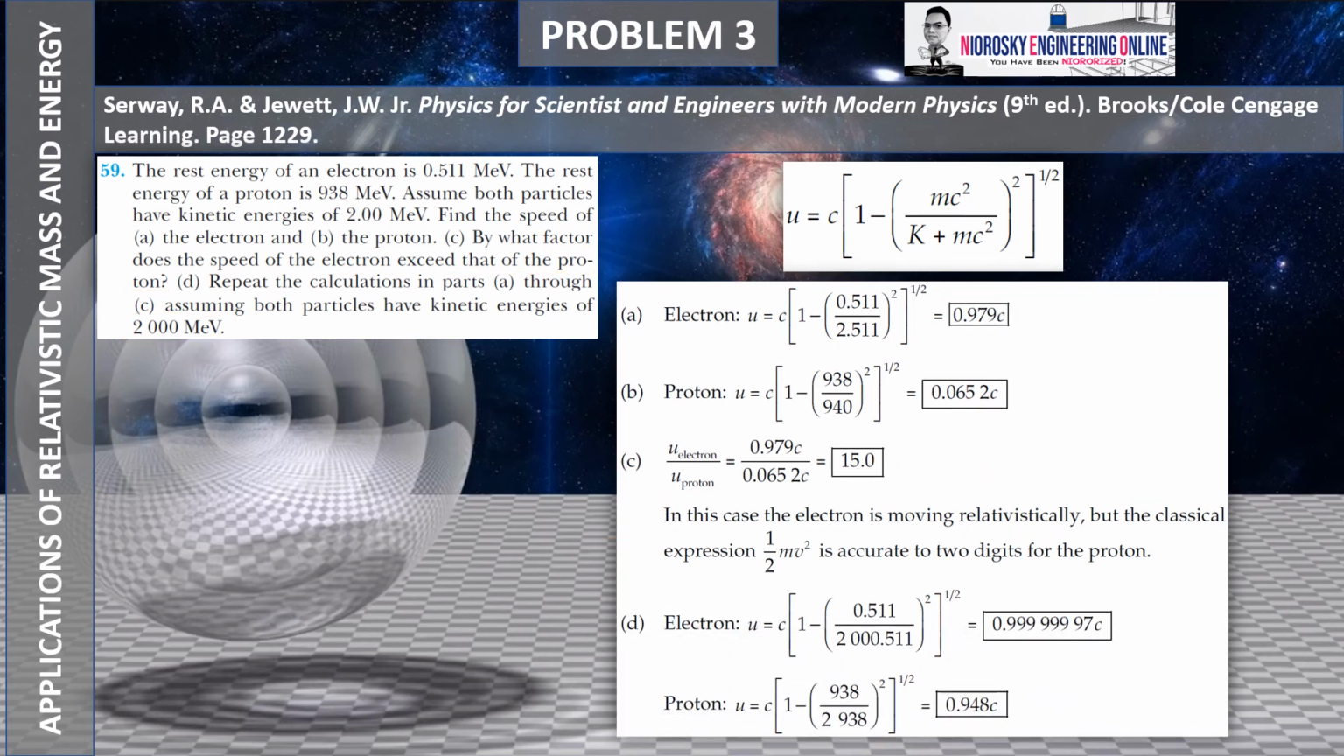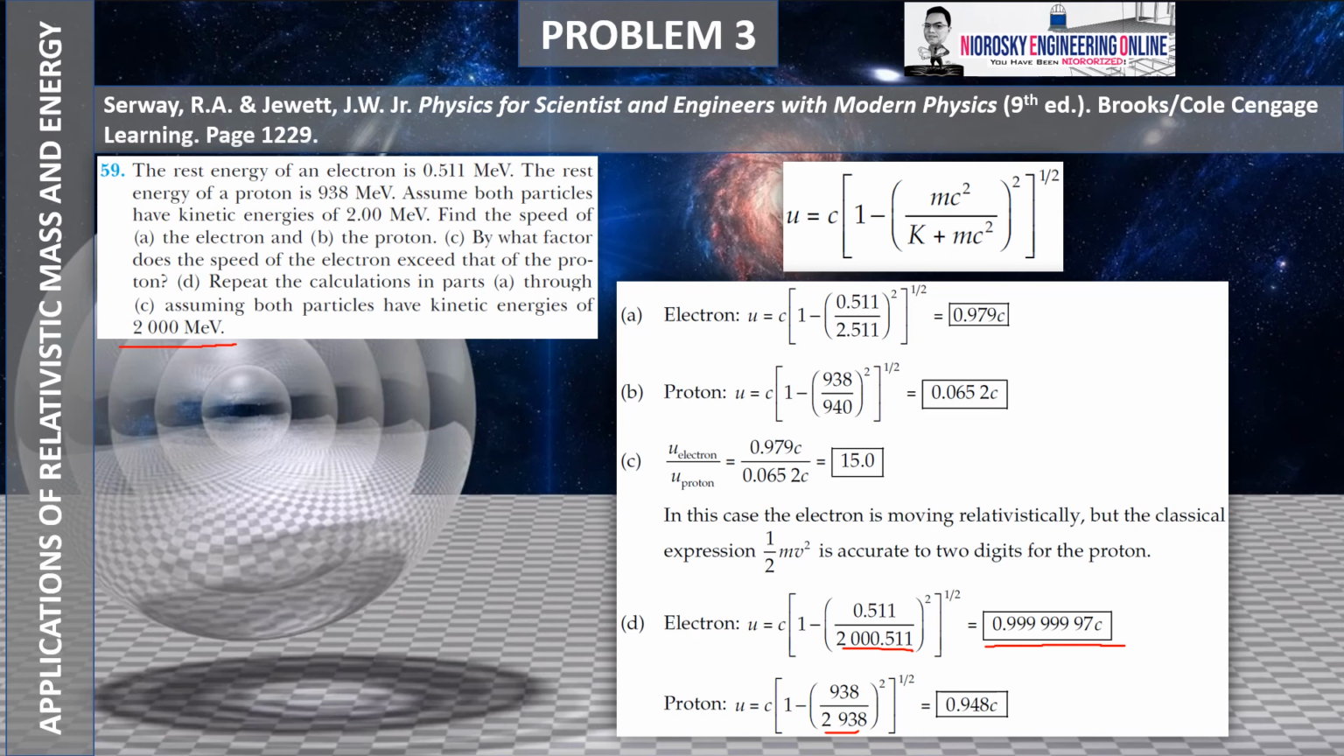Now doing it for the electron under the condition of 2000 mega electron volt. So we will get this, and that is already 0.9999997 c, or almost 1 times c. But let's take a close look for accuracy, so I'll take all of this until it does not become 9. Now, for the proton, that is 2000 plus 938 mega electron volt, so you will get 2938. Then you will get 0.948 of c.